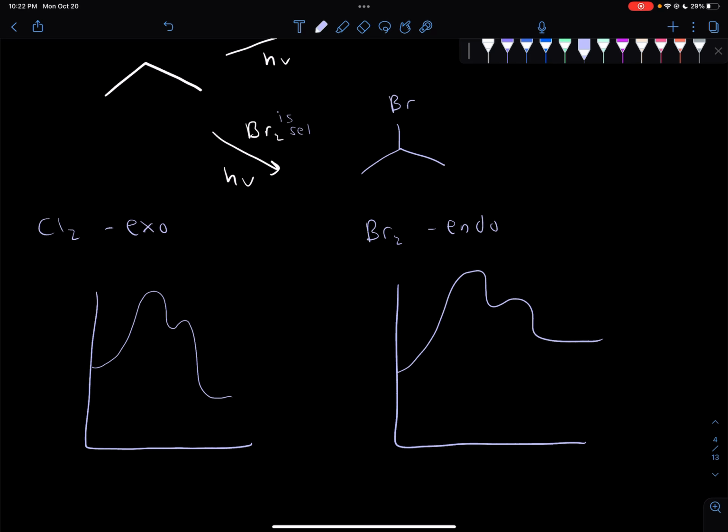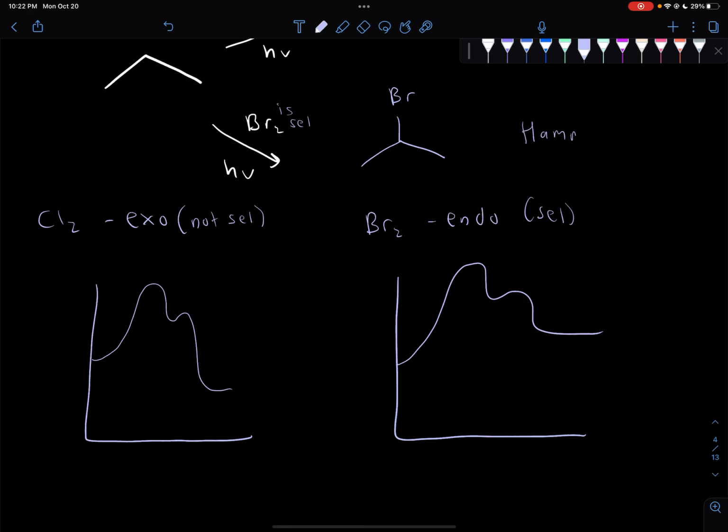Here. Br2 is endothermic. Now, this alone tells you if something is selective or not, right? I don't care about the activation energy. Exothermic is not selective, and endothermic is selective. This relates to something called Hammond's postulate. I don't think you need to know this, but it doesn't hurt to have extra information. But something you should know, right?